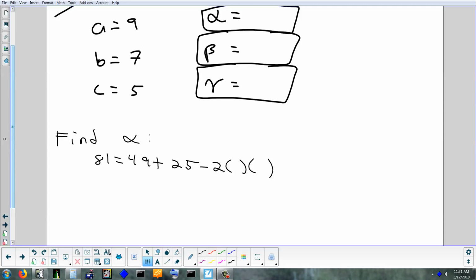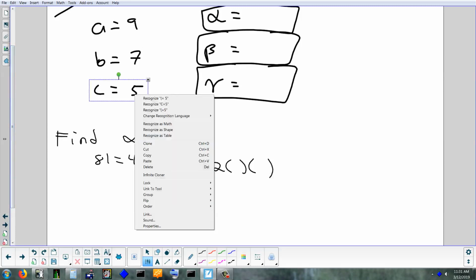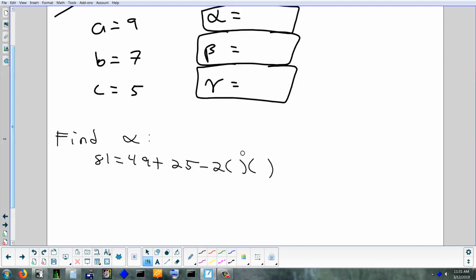2 times b? 14 times 5. What's 14 times 5? 70. I'm just going to write that in all at once since we did it. So 2 times b times c. Okay so far? Times cosine of, what angle are we finding? Alpha. Okay.